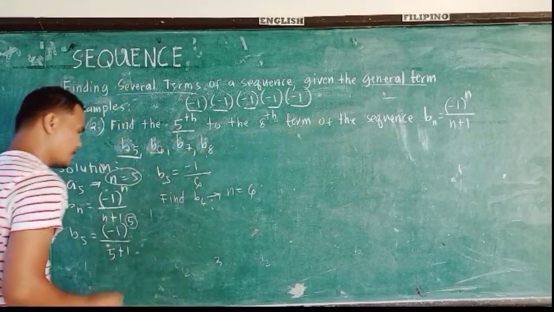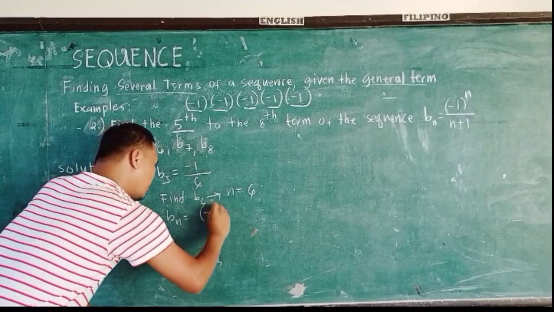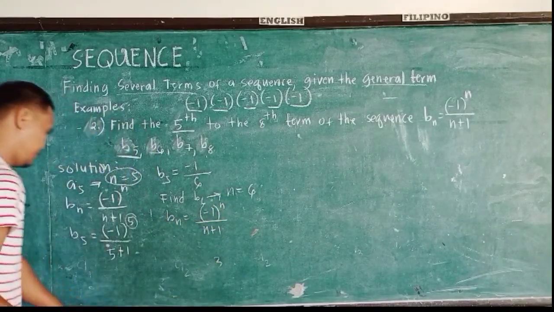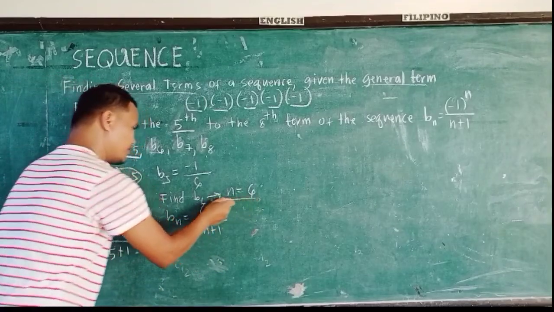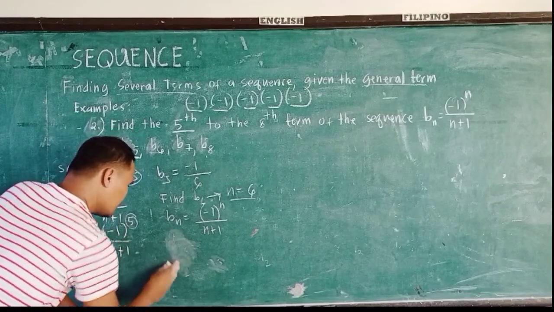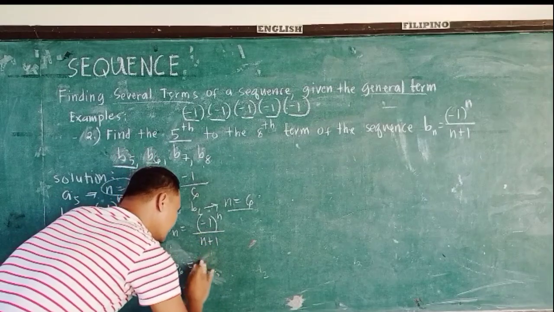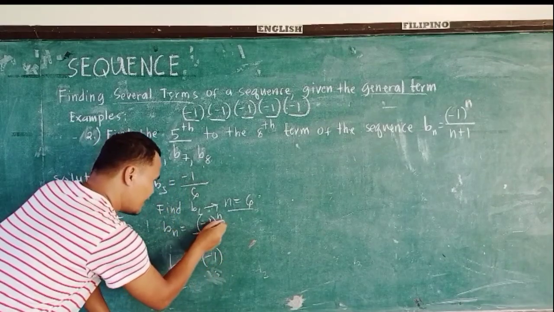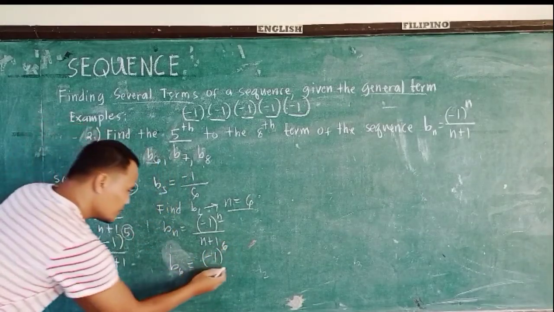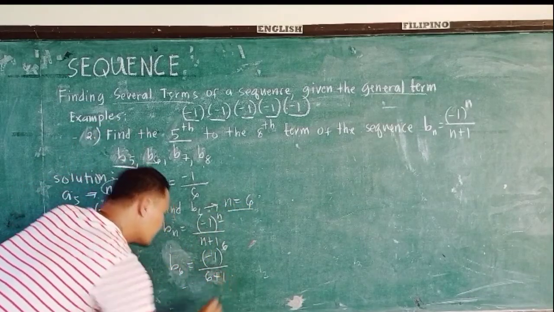Using our general term, b sub n equals negative 1 quantity raised to the power of n over n plus 1. Substitute the value of n here, which is equal to 6. So here we have b sub 6 equals copy negative 1. Replace n with 6. It has 6 also. Okay? Over, replace n with 6, so 6 plus 1.